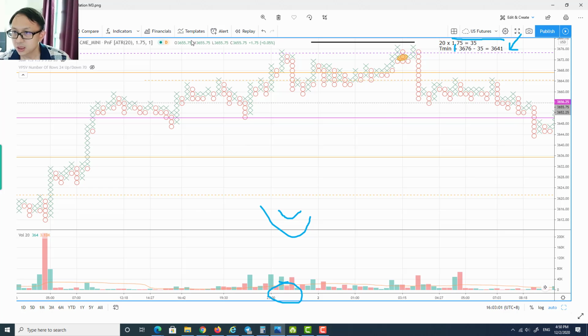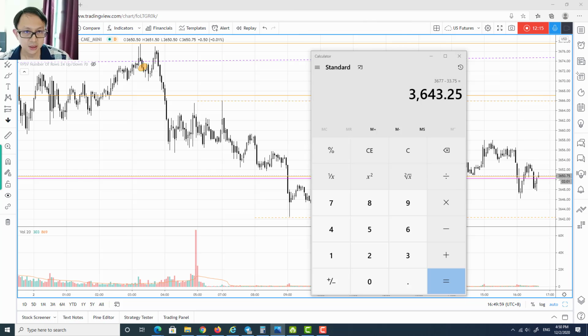you can see that that is 1.75 box size with an average true range of 20, just probably about 30 minutes before, and I just end up to be somewhere around 3641, and I actually get the box size of 2 as well. So overall, you can just say that the projection target is somewhere around 3640 to about probably 3644.